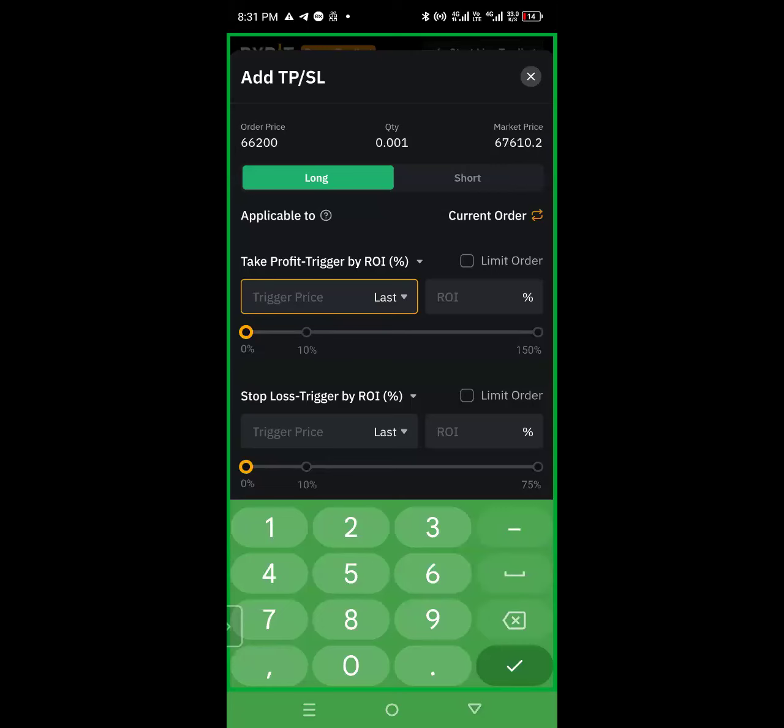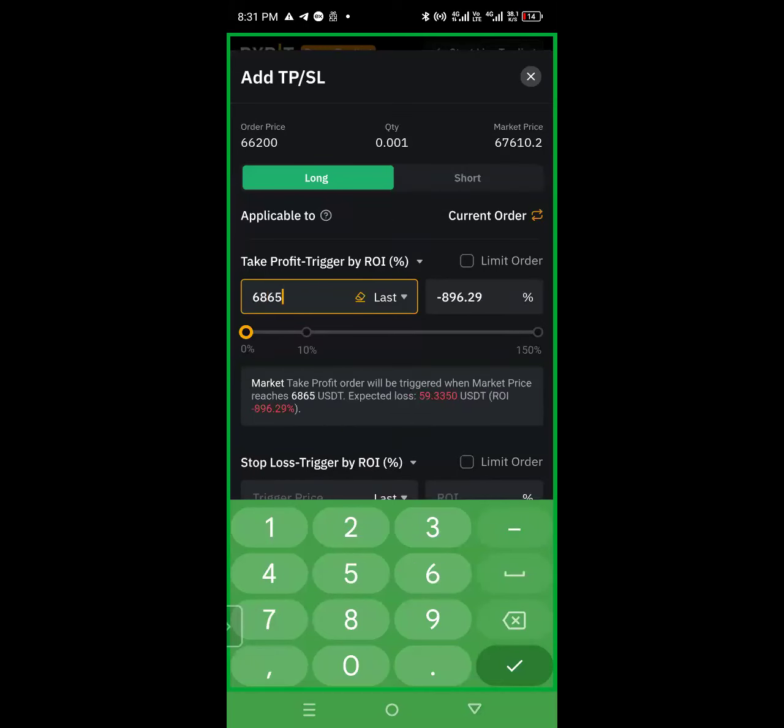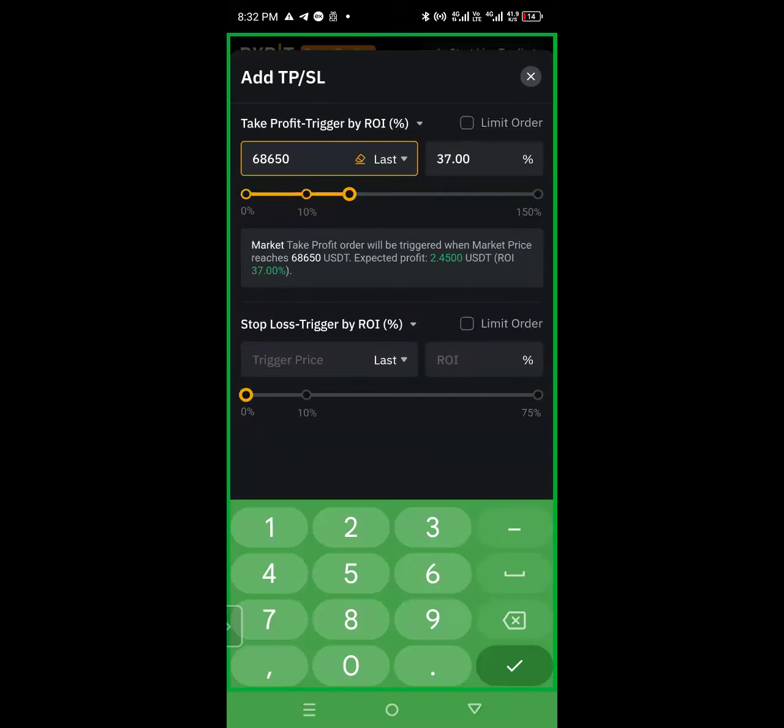TP1 is 68,650 according to the trade idea. TP1 price is 68,650. And stop loss. If you notice anything there, there's the part that is showing an expected profit of 2.45 USD. That's $2.45. Please, if you can see that, drop a 6 in the chat box. Okay.